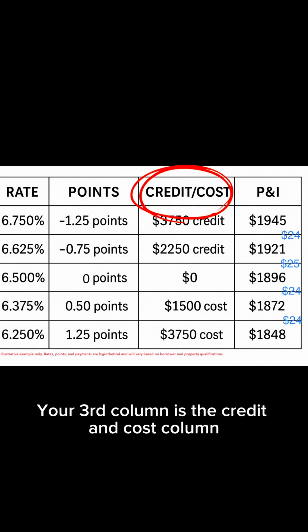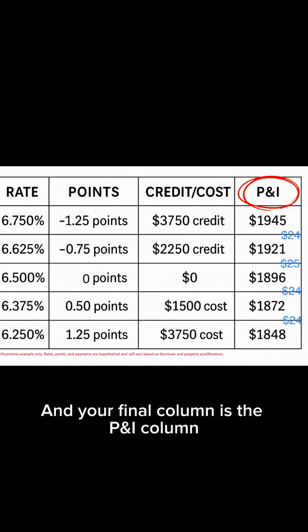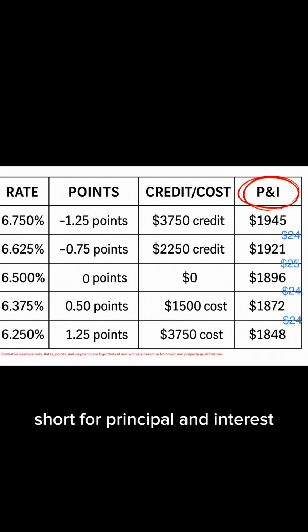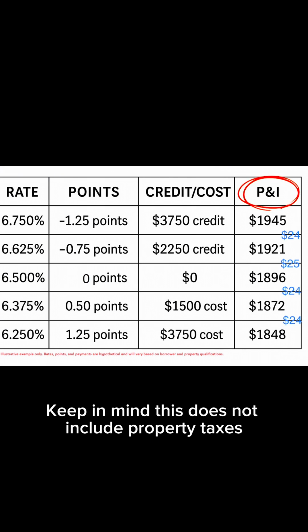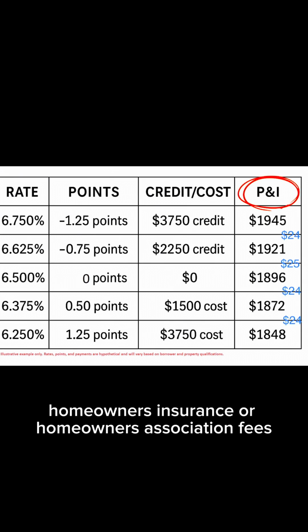Your third column is the credit and cost column. And your final column is the P&I column, short for principal and interest. Keep in mind, this does not include property taxes, homeowners insurance, or homeowners association fees.